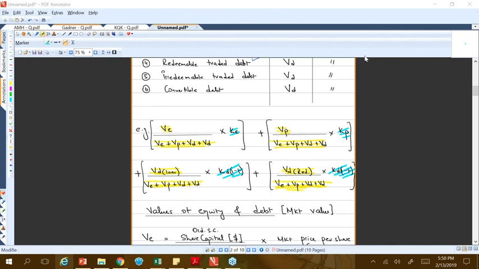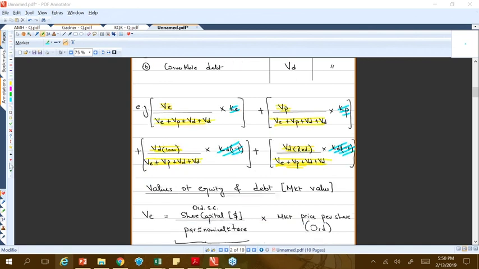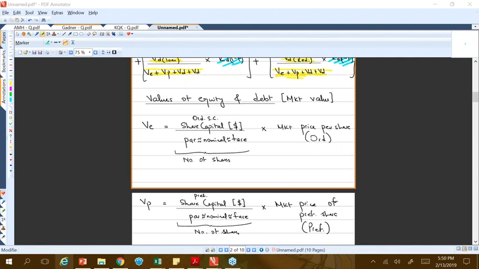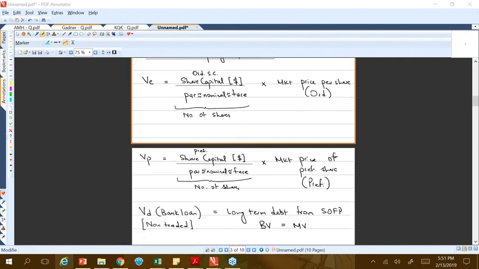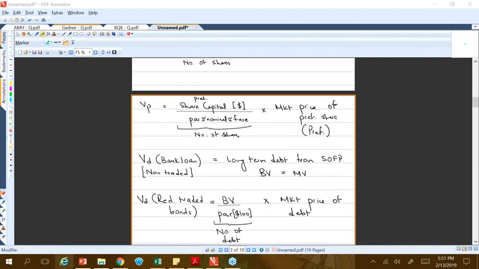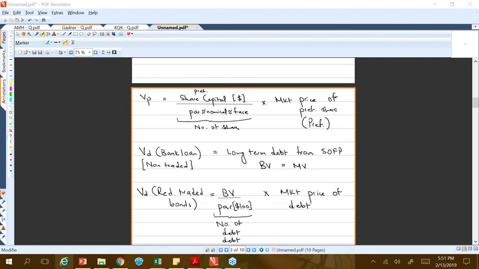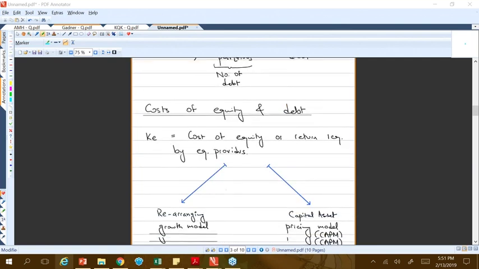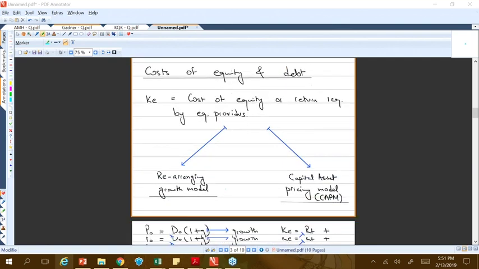Now, the values of equity and debt are a simple calculation. We have seen: number of shares into the market price. The VD of the bank loan is also easy because we simply take the historic cost from the SOFP. The VD of the redeemable bonds is to take the book value over the par, which is 100, into the market price of debt.